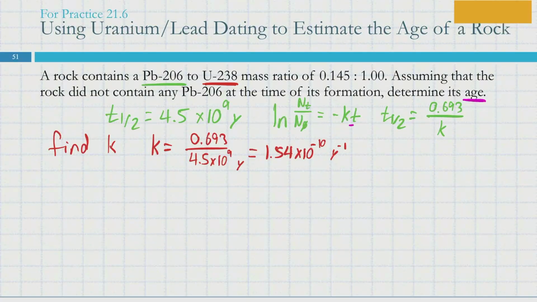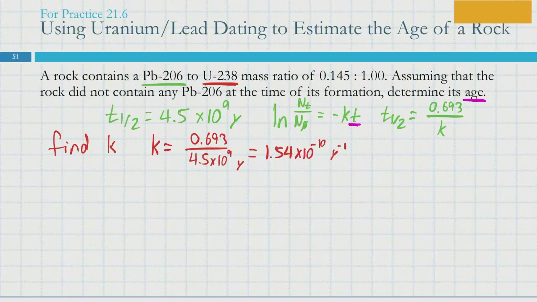We are again finding age, which is time. That means that we need to figure out what is NT and what is N naught. I tried 0.145 over 0, but N naught is 0, but you can't do that. You wouldn't have started with 0. Wouldn't N naught be 1? N naught is not 1.